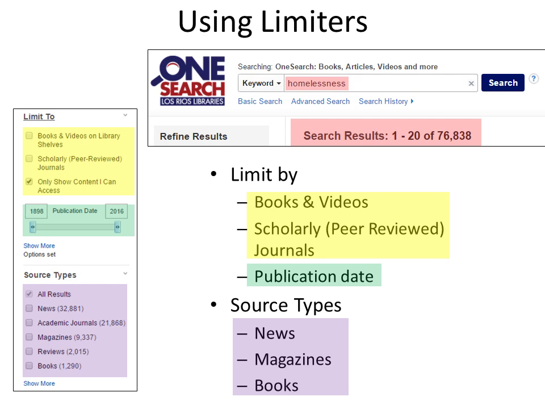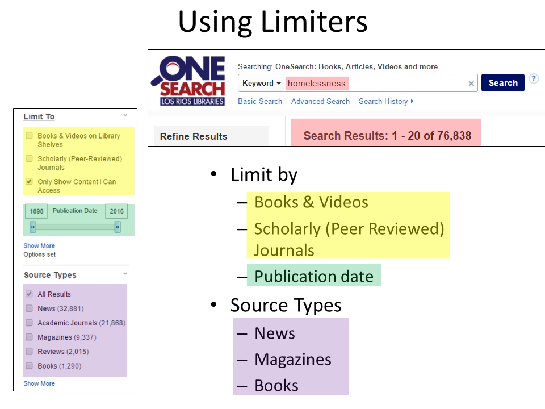On the left side of the screen are the limiting options. In the first set in yellow, we can limit our search to books and video in the library or scholarly peer-reviewed sources. Articles that have been peer-reviewed are written by experts and reviewed by other experts in the field before being published in a journal. Journal articles are lengthy, provide in-depth analysis, and are great for when you want to find original research.